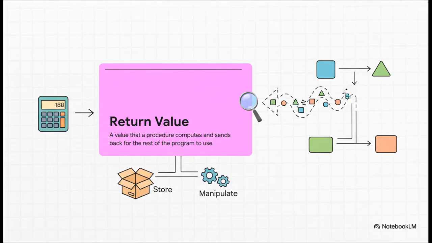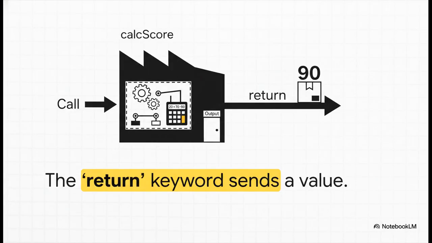A return value is exactly what it sounds like. It's a value that your procedure computes and then literally sends back to whatever part of the code called it. And let me tell you, this is a total game changer. It's what transforms your procedure from a simple command that does something into a powerful calculator that gives you something back. The magic all happens with one simple keyword, return.